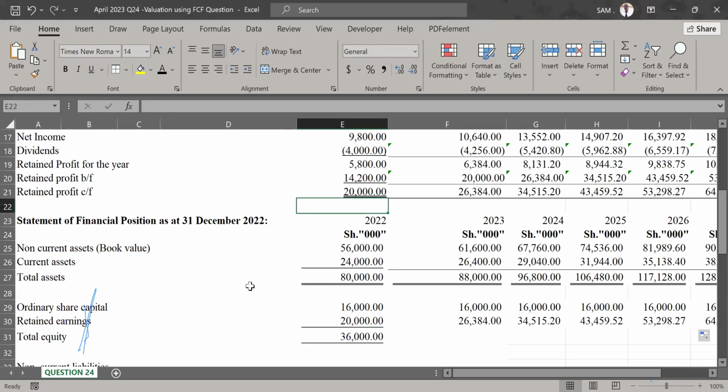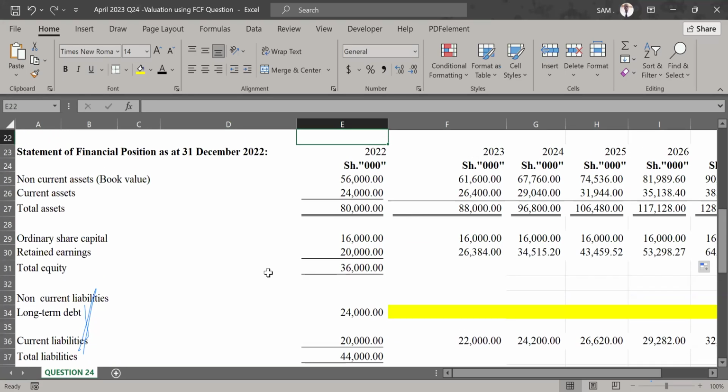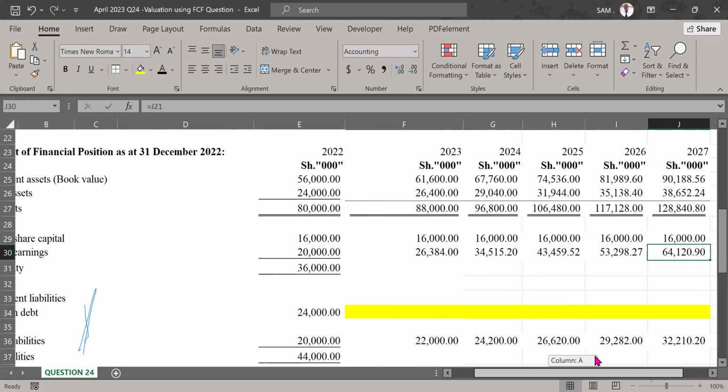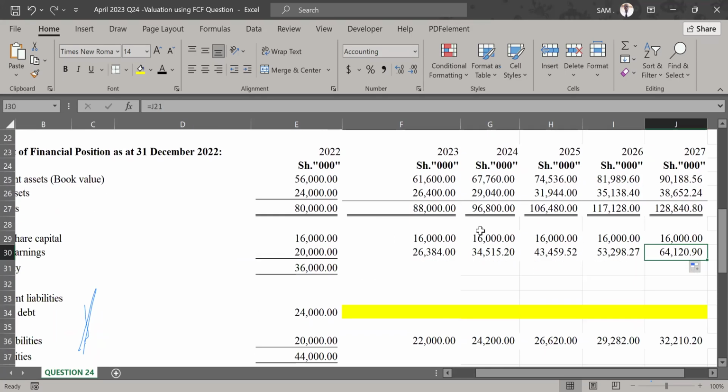Okay, thanks. All right. So after that, we've already filled in our retained earnings to 2027, and I believe you know where we've picked the figures from. We've picked retained earnings or retained profits carried forward, and we already have them up here.